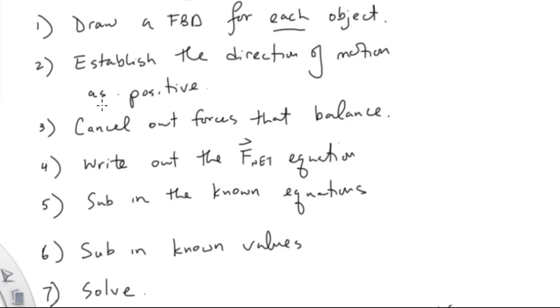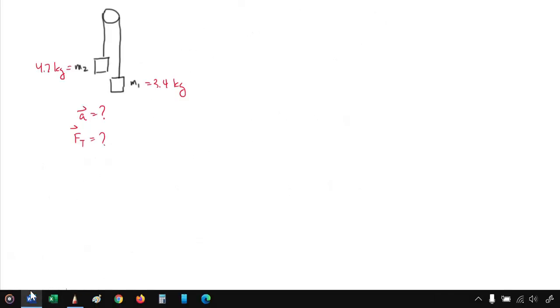So if we look at our steps for solving forces questions, the first thing we have to do is draw a free body diagram for each object. So if we take a look, how many objects do we have here? Well, we have two masses, mass 1 and mass 2. So you must draw a free body diagram for mass 1 and a free body diagram for mass 2. So let's take a look at what we have. So for mass 1, what do we have? Well, we have the rope pulling up here, so that's a force of tension, and we have the gravity, Fg, pulling down.